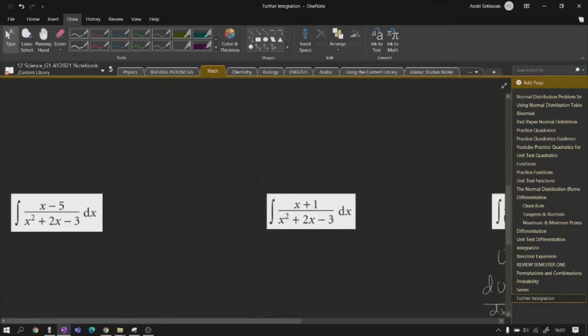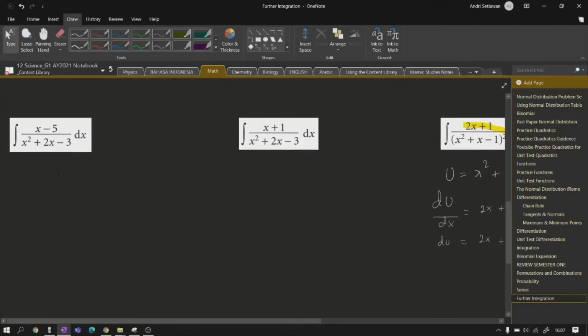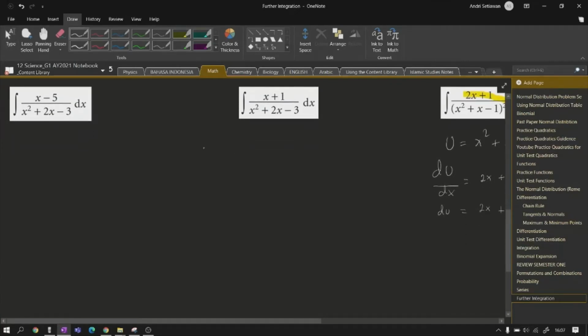Okay, let's try to solve the other example. If you find a form like this, not all integration of fraction form can use substitution. Okay, let's try to solve the first example. After we solve the third example, let's go back to the first example.